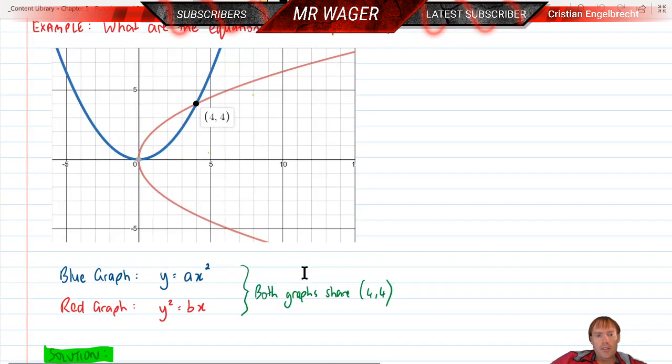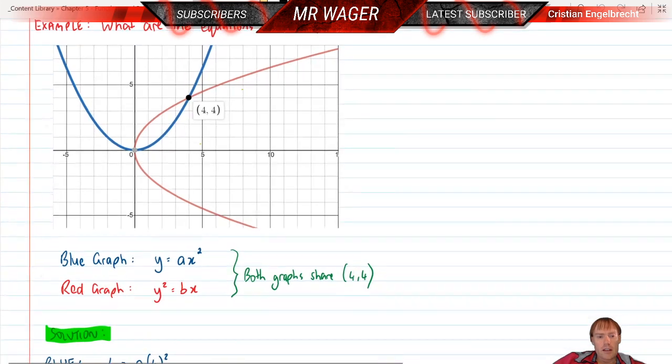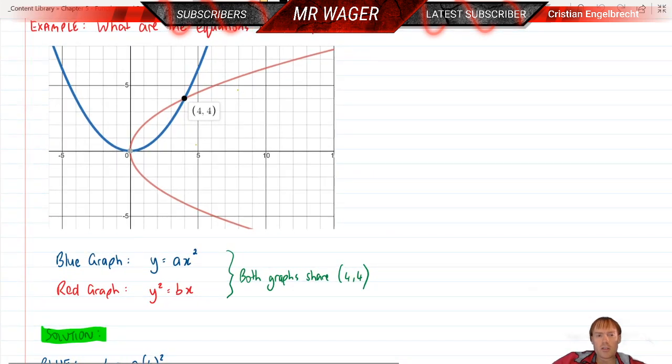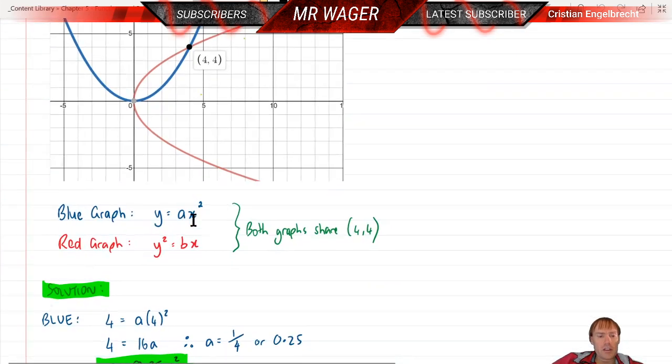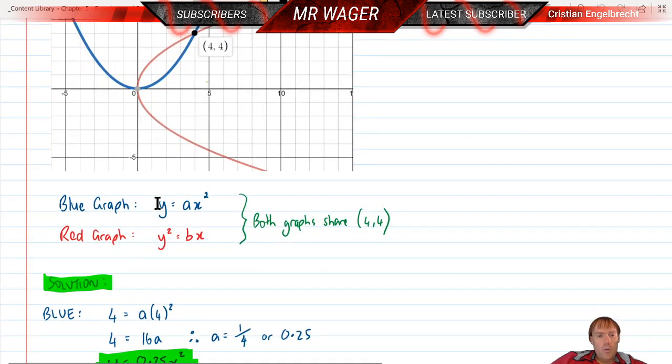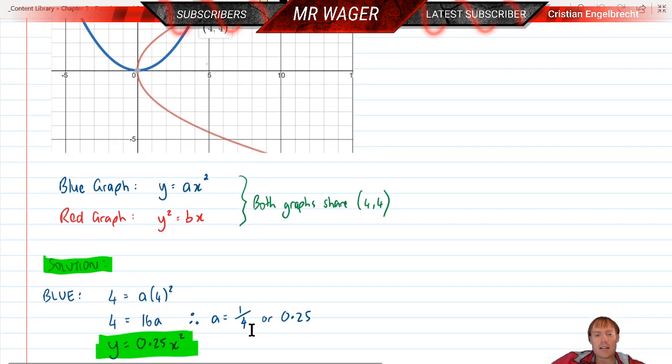Okay, so for this one here, all we need to do is substitute the known coordinate. Don't do 0, 0, because that's not going to be very helpful for you. Use the 4, 4 coordinate. So for the blue graph, the y value is 4 at this coordinate, and the x value is 4. Substituting that in, I've got 4 equals a times x squared. So 4 equals a times 4 squared, which is 16. If I solve that equation, I get a is equal to a quarter, or 0.25. And that is the equation of my blue graph.